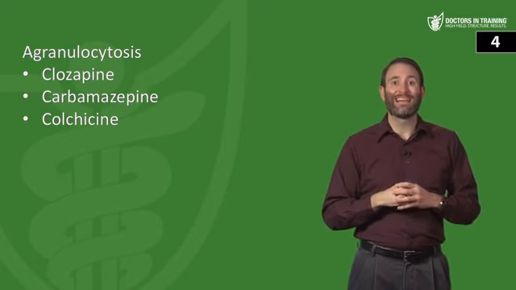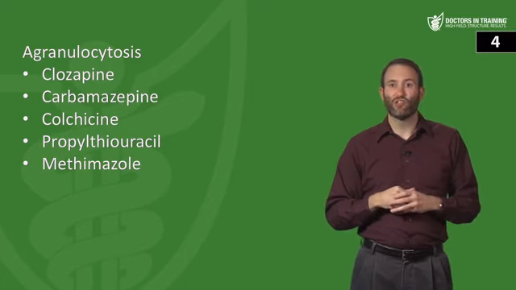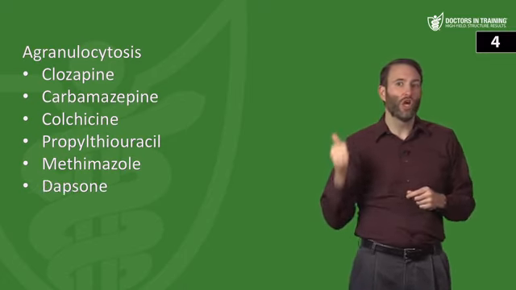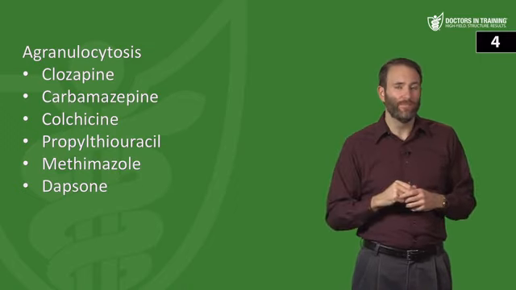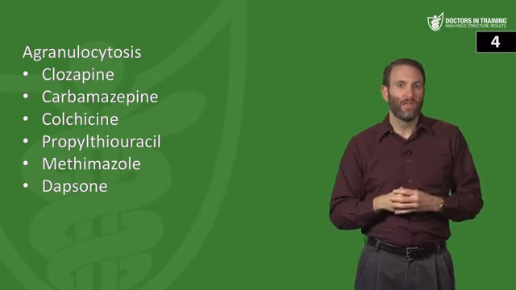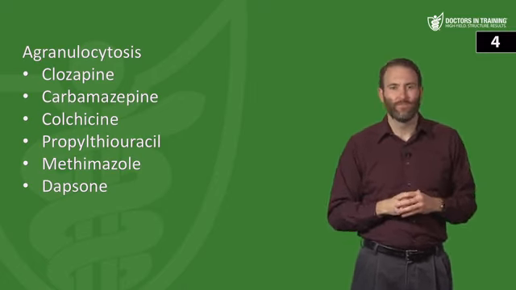You also have your antithyroid drugs, so propylthiouracil and methimazole. And then you also have dapsone. That's another one. So let's go through those again. The 3 C's, clozapine, carbamazepine, colchicine, the 2 antithyroid drugs, propylthiouracil and methimazole, and then the final drug is going to be dapsone. All these drugs are going to cause agranulocytosis.